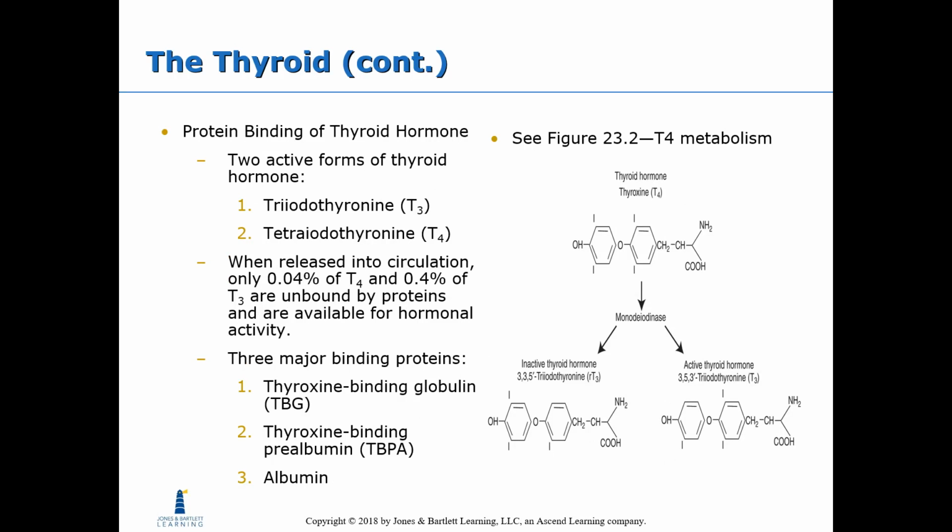Protein binding of the thyroid hormone. So two active forms of the thyroid hormone exist, triiodothyronine, which is T3, and tetraiodothyronine, which is T4. T4 is also known as thyroxine. When released into circulation, only 0.04% of T4 and 0.4% of T3 are unbound by proteins and are available for hormonal activity. There's three major binding proteins: thyroxine binding globulin, or TBG, thyroxine binding prealbumin, TBPA, and albumin.